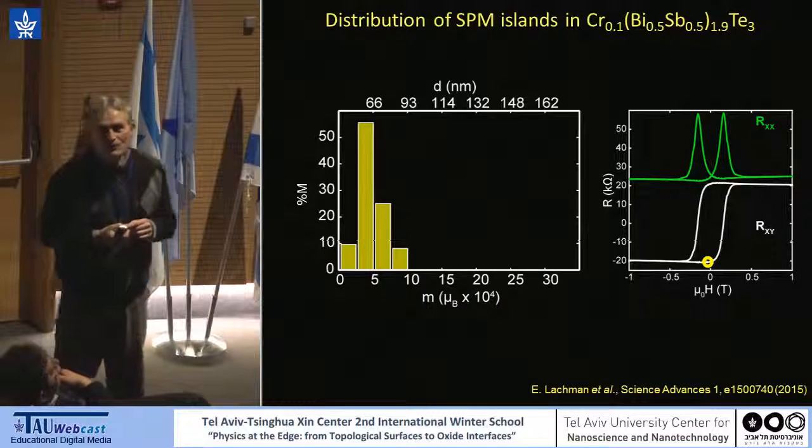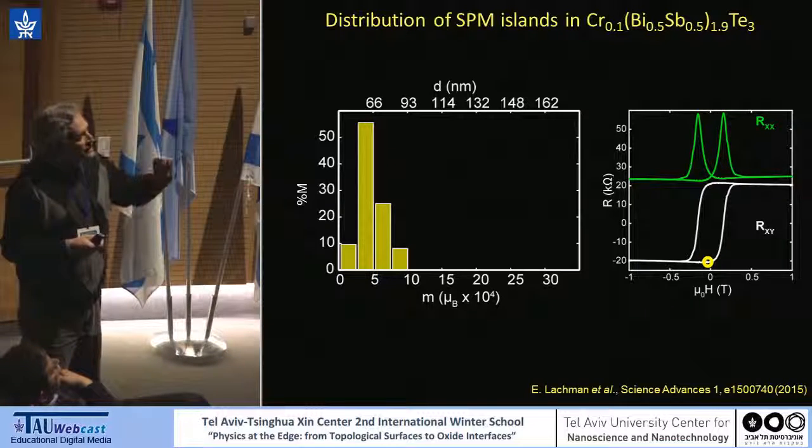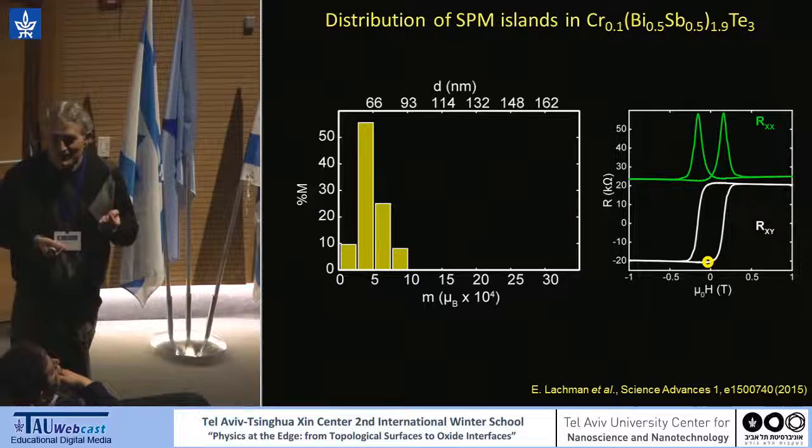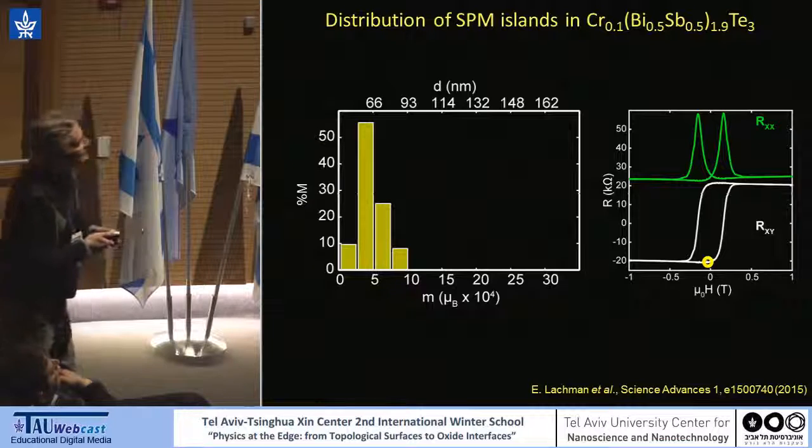Do they correlate with the locations of the chromium atoms? Well, we don't have atomic scale resolution. But I'll come back to this in a second.